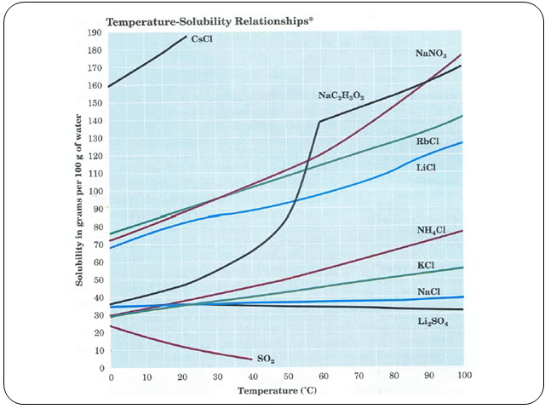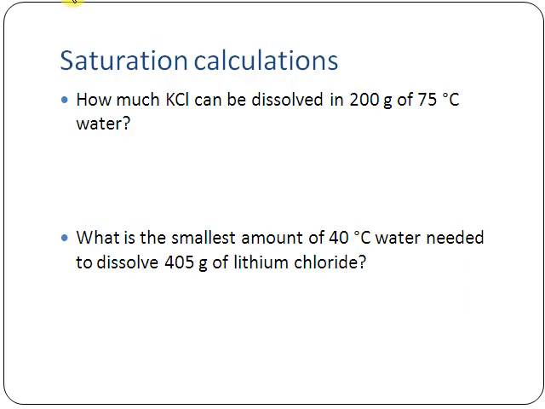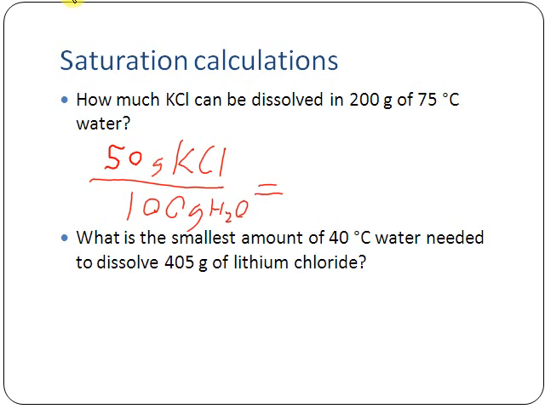The reason we need to know that is we're now going to go back to the problem. We said we could fit in 50 grams in 100 grams of water. What I want to do is set up a proportion. I've got 50 grams of KCl in 100 grams of water, H2O. Now I ask how much KCl can be dissolved in 200 grams of water. I don't know how many grams of KCl, x, but I know I have 200 grams of water.